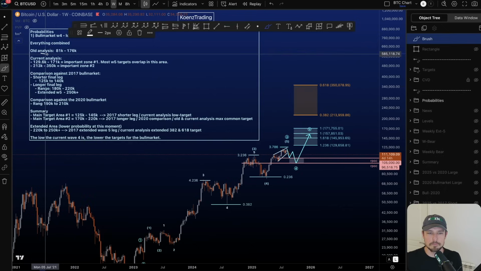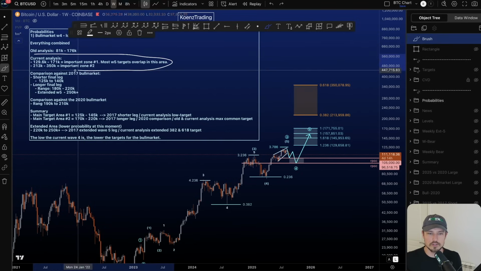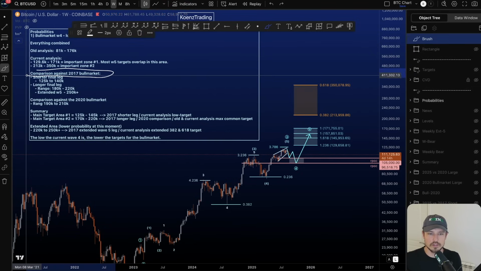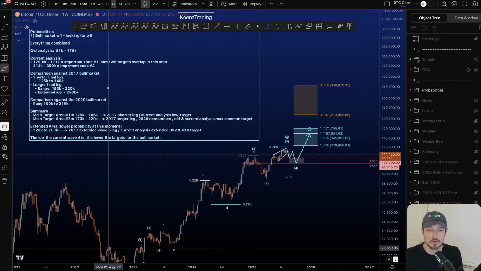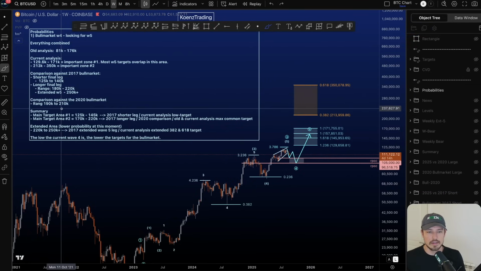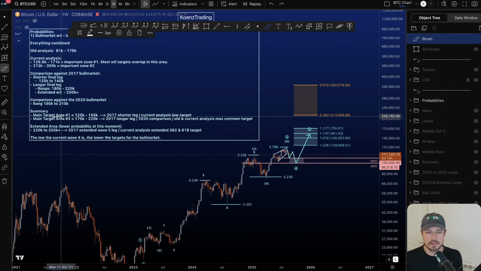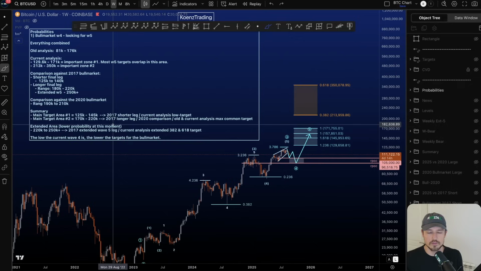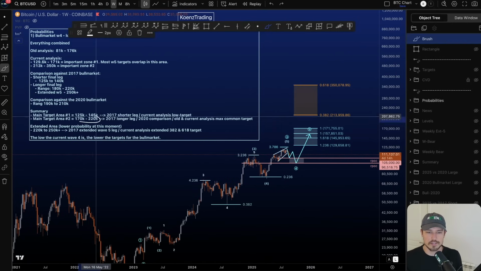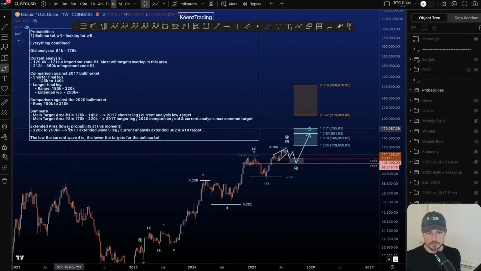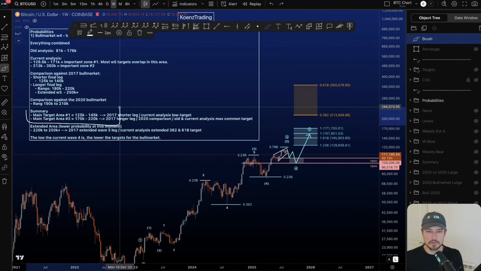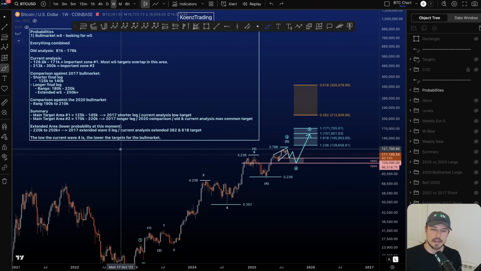If we combine everything, including the targets of the old analysis, the targets of the current analysis, the comparison against 2017, both with a shorter and longer final leg, and the comparison against the 2020 bull market, then the summary is that the main target area 1 is between 125 and 145, arguably 130 to 145. Your main target area 2 is 170 to 210, and the extended target area, 220 and above, has lower probabilities. So these are the first two main areas of interest to end the bull market.